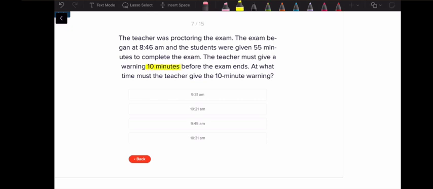So, given that she has to give a 10-minute warning, she has to say it 10 minutes before the exam is done. If the students had a total of 55 minutes to complete the exam, 10 minutes before that would be 45 minutes. So what we need to see is the 10-minute warning will be given 45 minutes after the test starts. So if the test started at 8:46 a.m., I'm going to draw myself a little timeline.